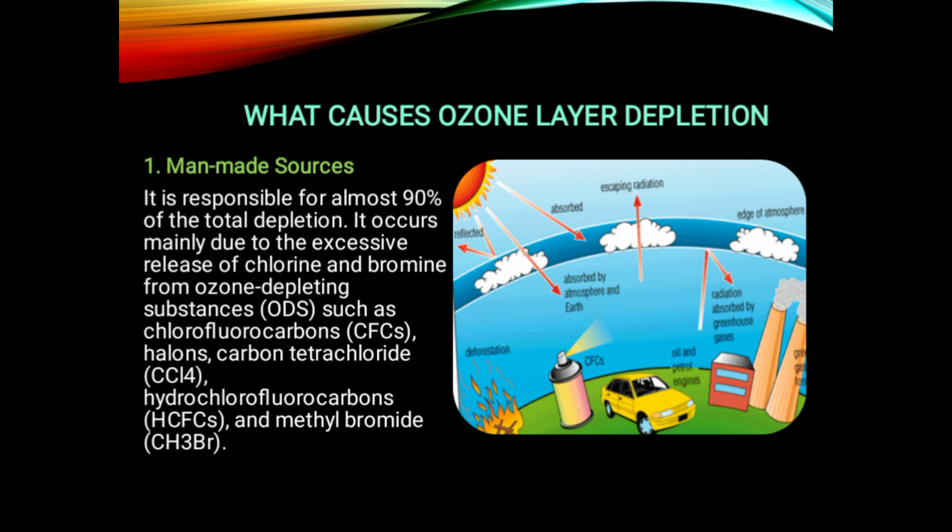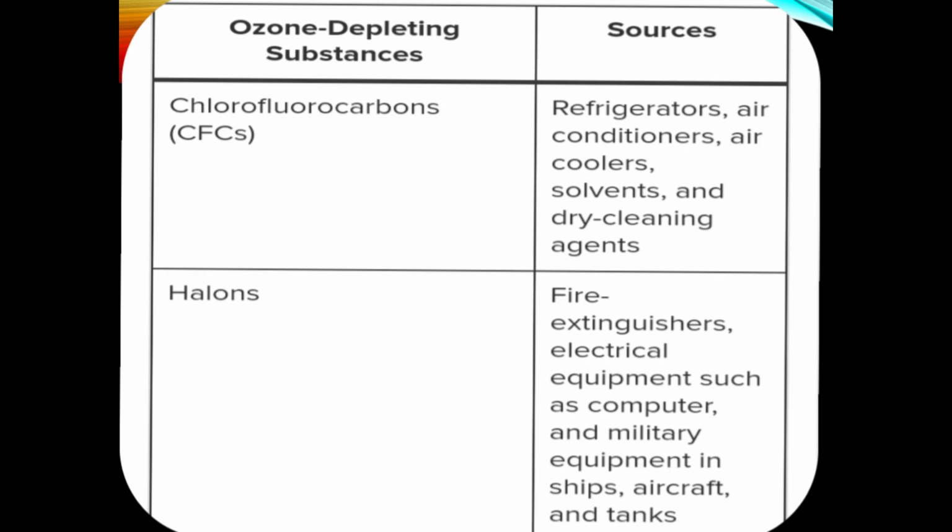It occurs mainly due to excessive release of chlorine and bromine from ozone depleting substances such as chlorofluorocarbons, halons, carbon tetrachloride, hydrochlorofluorocarbons, and methyl bromide. So we'll be looking at the various ozone depleting substances and their sources. Chlorofluorocarbons, major sources are refrigerators, air conditioners, air coolers, solvents, and drying agents.